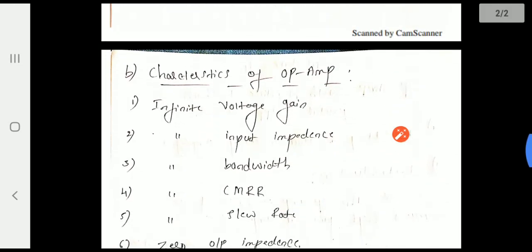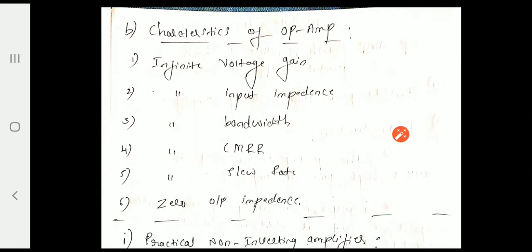Now we'll focus on the next thing, that is the characteristics of the op-amp. Some important characteristics I have mentioned here, like infinite voltage gain. This is very important because the op-amp has high DC voltage gain, which the definition itself says. So theoretically we will assume it as infinite. Similarly, it has high or infinite input impedance and bandwidth, common mode rejection ratio, slew rate, and 0 output impedance. So these are some characteristics of the op-amp.